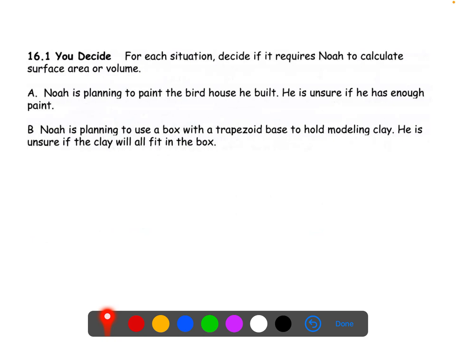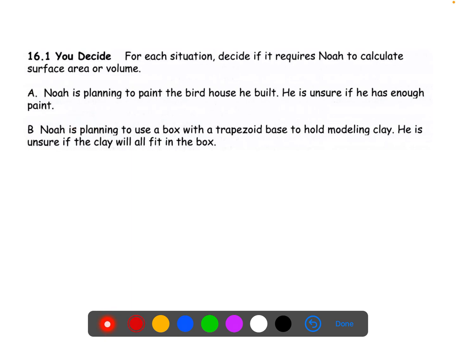Okay, onto the back of your handout. There are a couple more situations that I would like you to find. This is again deciding between surface area and volume for these two situations. Go ahead and do that real quick.